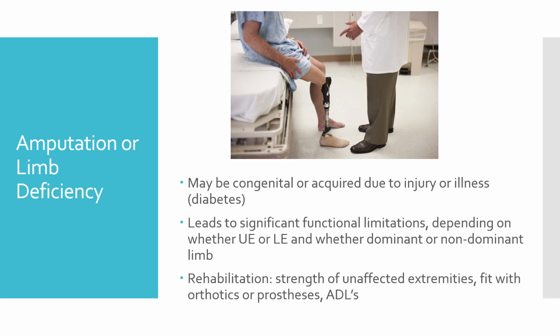First, we work on strengthening the unaffected extremities and the remaining portions of affected limbs. Second, we collaborate with prosthetists to fit the patient with appropriate orthotics or prostheses. Third, we retrain activities of daily living, which may require completely new movement strategies. For lower extremity amputees, the goal is often return to functional ambulation. For upper extremity amputees, the focus may be on fine motor tasks and ADLs. In both cases, the psychological adjustment is significant, and rehabilitation must address the whole person, not just the physical impairment.